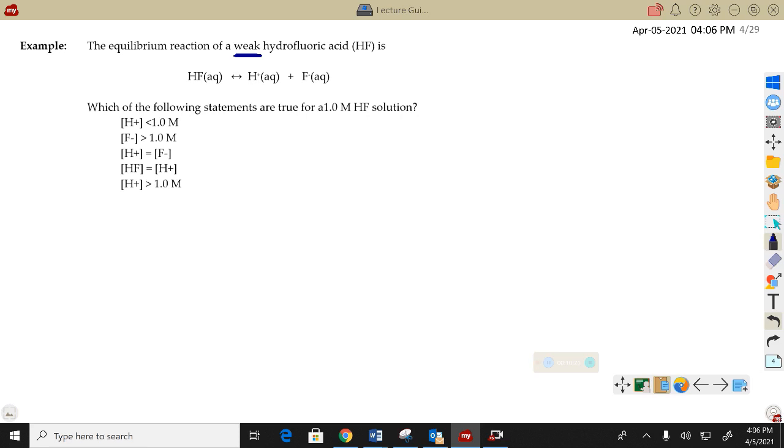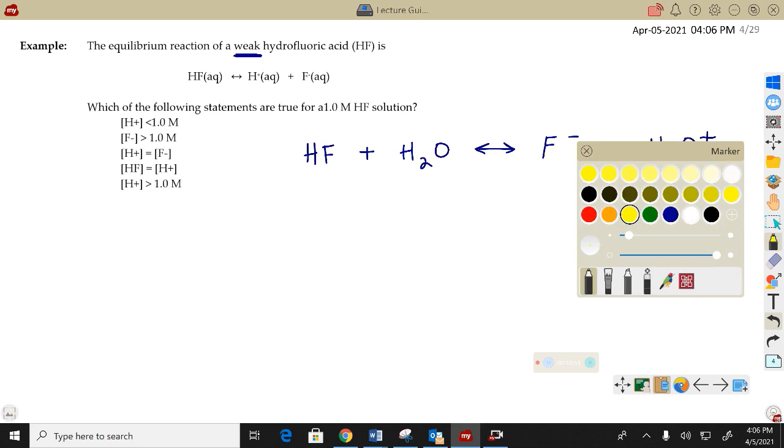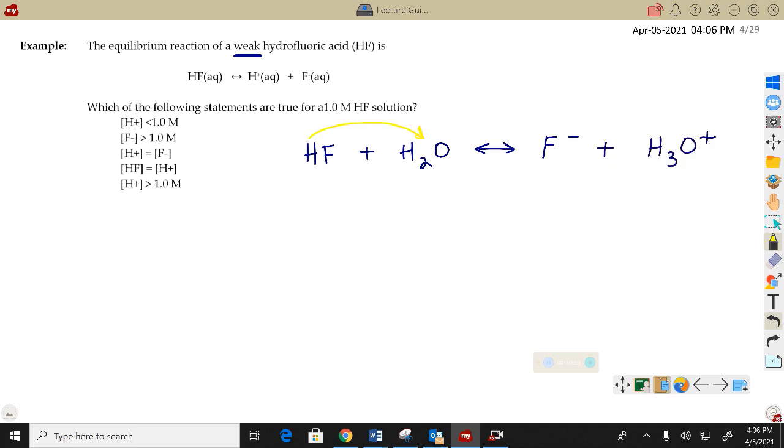Now here you could see it written as is, or maybe more often we would see it written with water as part of the equation because it kind of shows where the hydrogen goes. So if HF, hydrofluoric, is acting like an acid, it's going to be a hydrogen donor. It's going to give a hydrogen to the water. So you'd be left with that fluorine ion and H3O plus. So it's the transfer of hydrogens from the acid to the base. And in this case, water would be acting like a base.